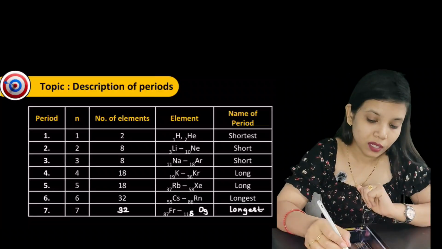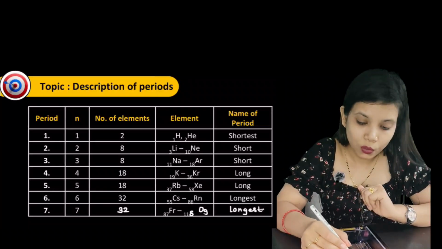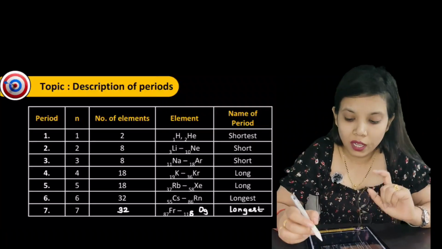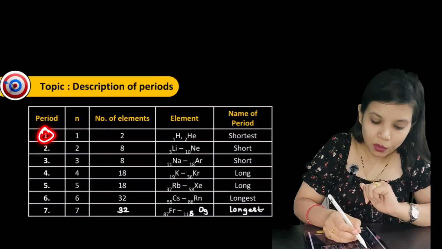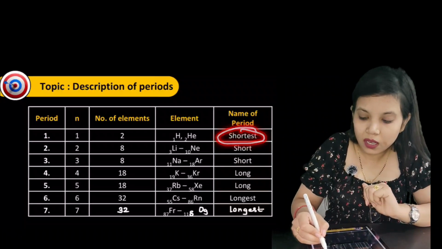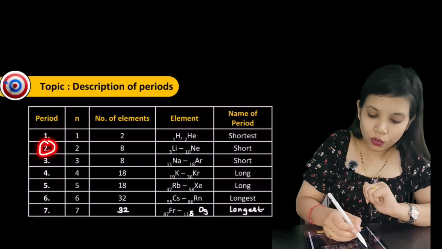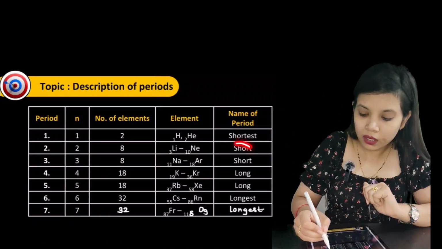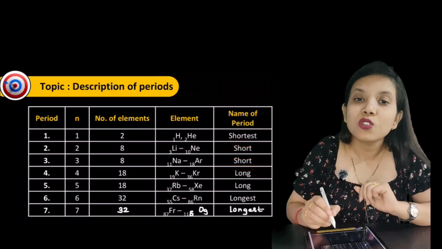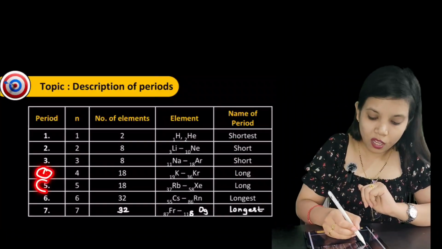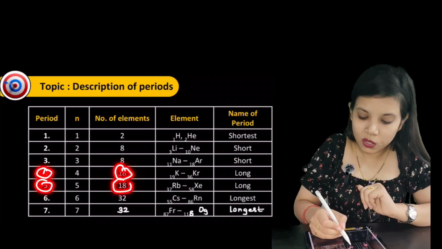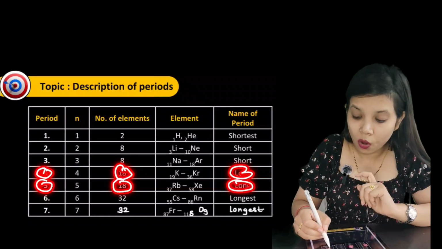And one of the important things is, student, if I ask you which is the shortest period, you can say now that period number 1, which has 2 elements, is the shortest period. If I talk about the short period, you know that period number 2nd and 3rd, there are 8 elements, so these are short periods. If I talk about 4 and 5, how many elements were there? 18, so it is a long period.